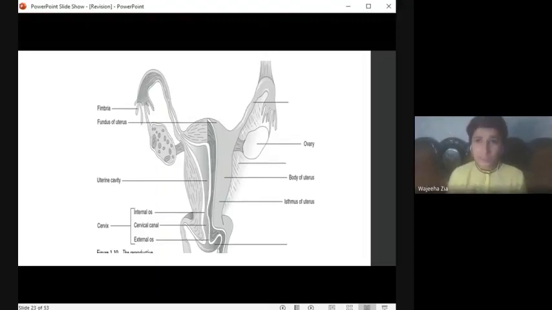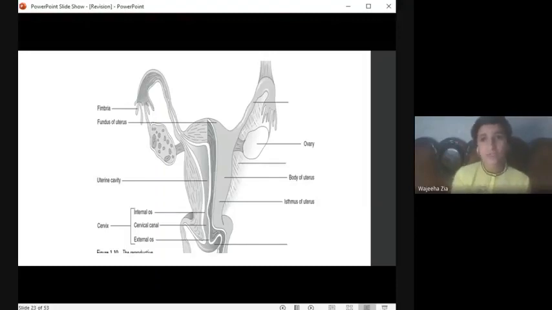And then that body shrinks in size. You can see it becoming narrower, and that part is known as the isthmus. And that isthmus then ends at the neck of the uterus, which is known as the cervix. It consists of three parts: the internal os, the external os, and the central one, the cervical canal. Among all the parts of the uterus, the most sensitive parts are the isthmus and the cervix.